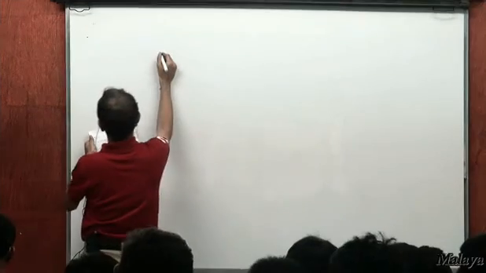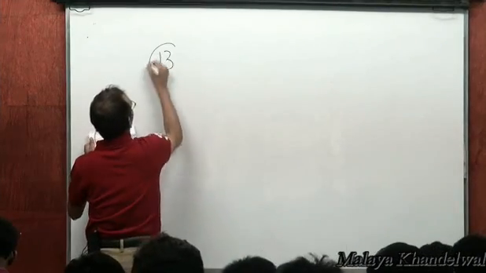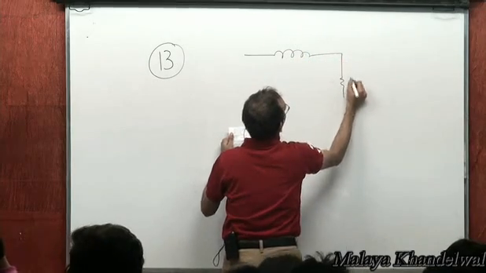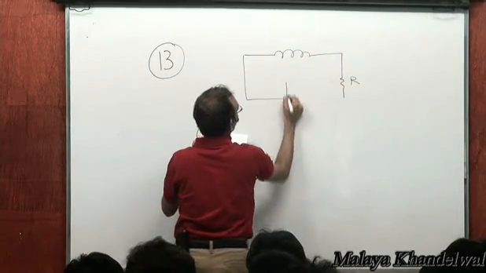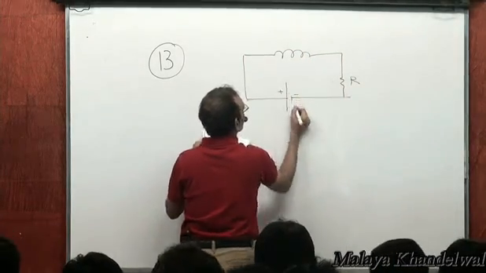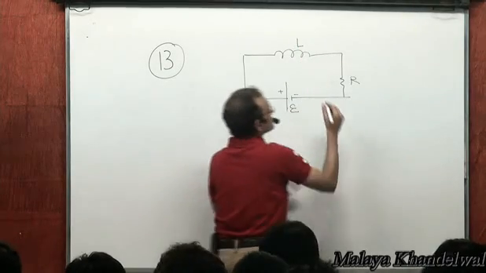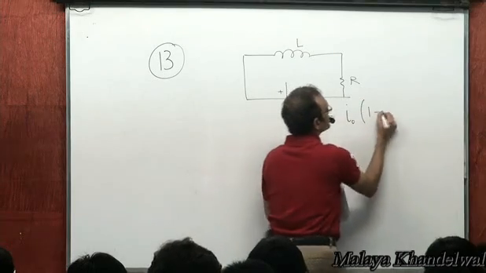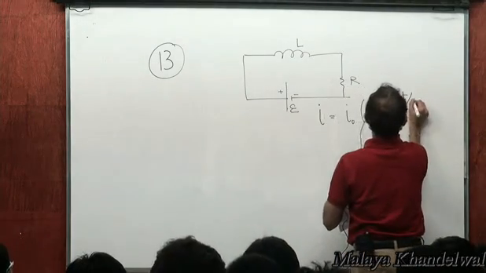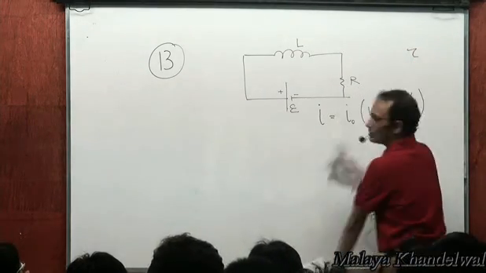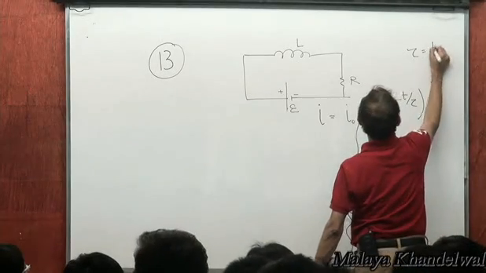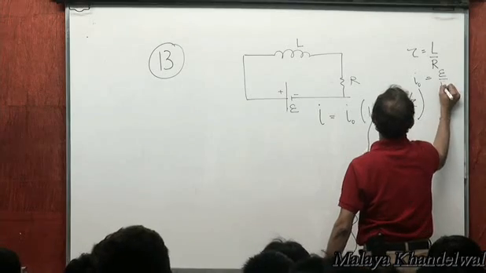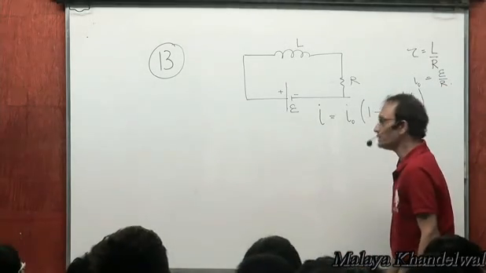Now, in a typical LR circuit, how does current change with time? I is, say, I naught times 1 minus e to the power minus t by tau. That's how current grows with time. What is tau? L by R, the time constant of the circuit. What is I naught? The maximum current, which is epsilon by R, which happens at t equal to infinity.